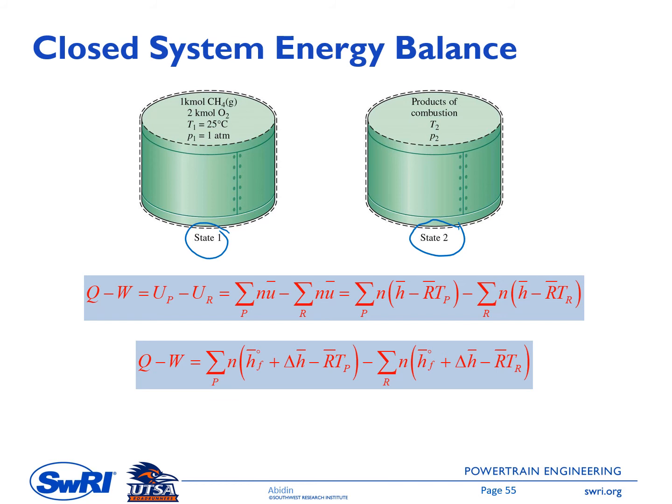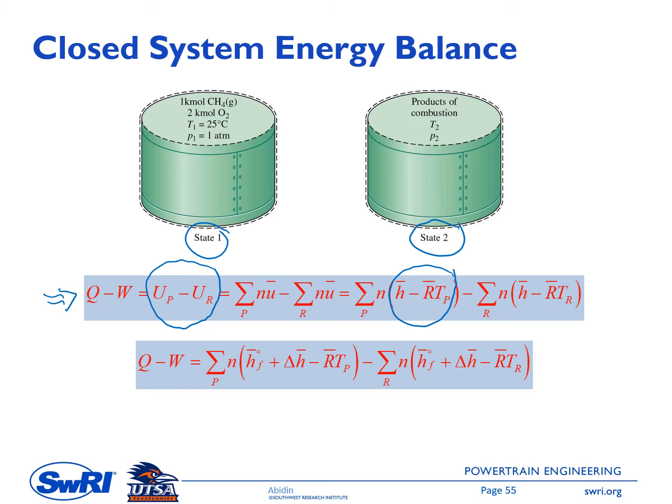So this is the energy balance for a closed system. Q minus W equals UP minus UR. Okay, this is a closed system, so there is no energy by the flow, and therefore on the right side we have the parameter of U, not the enthalpy. But you can see later here that you can replace this U by this parameter, H minus R times T.